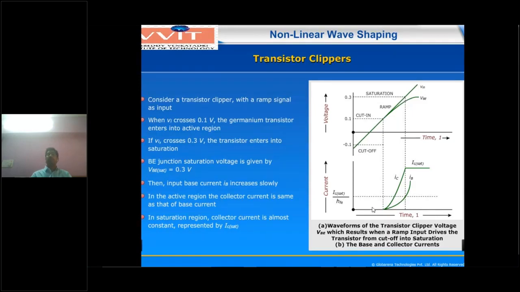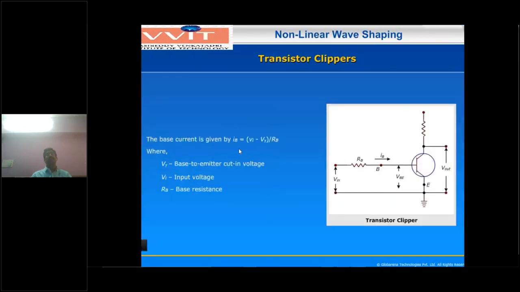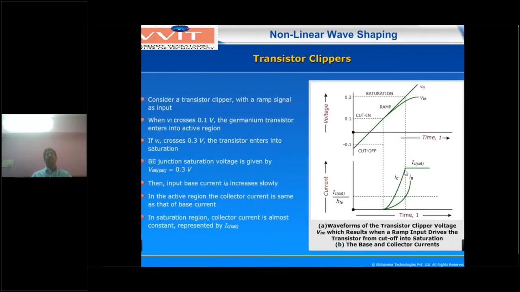Whenever the input voltage is greater than 0.3 volts, what will happen? The base current will increase. Why? What is the base current formula? IB equals (VI minus V gamma) by RB. This V gamma is fixed, 0.3 volts, but the input voltage value increases, and RB is also fixed. So whenever VI increases beyond 0.3 volts, the IB value will increase. But the IC value will be constant. That means the saturation current IC will reach IC sat.